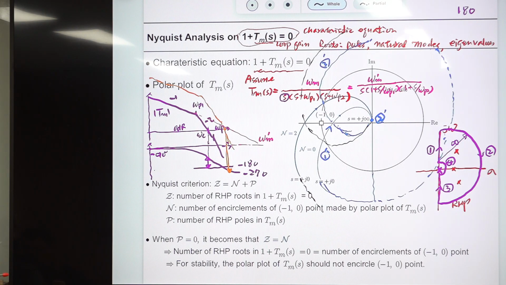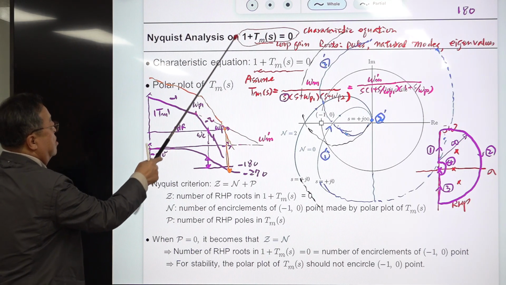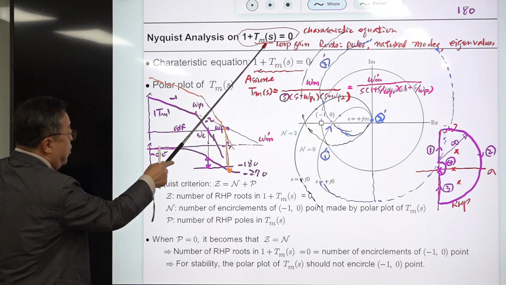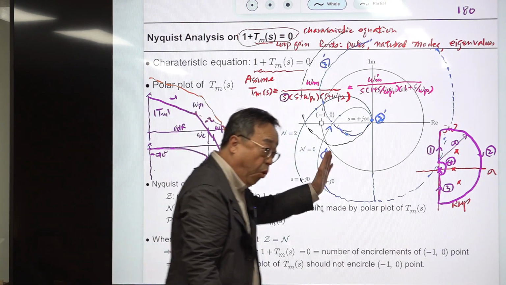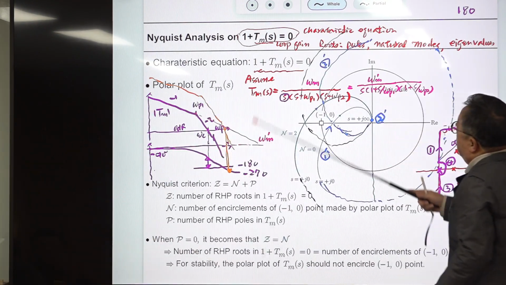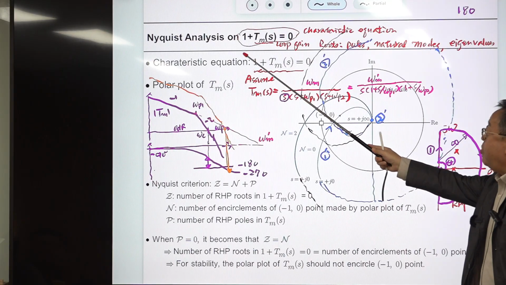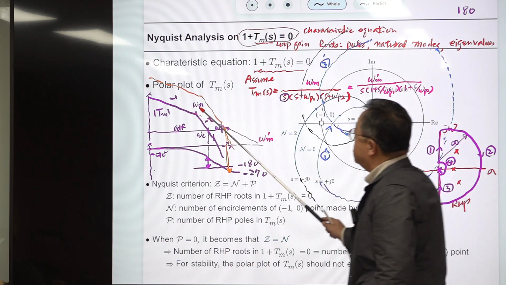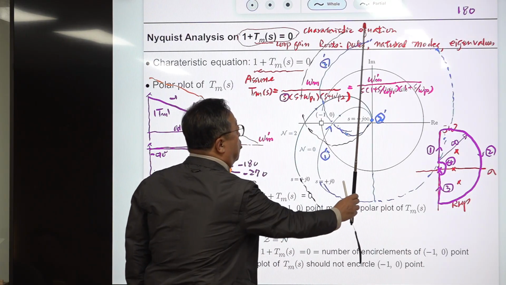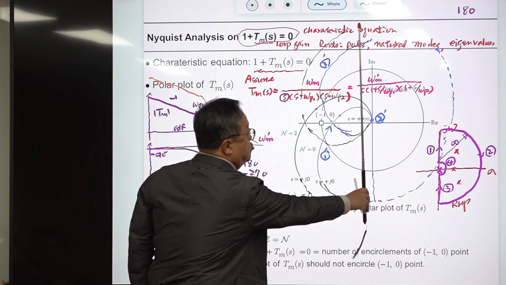Okay, so what I wanted to emphasize is that you are interested in this equation, whether this equation has any RHP poles, but you are using only T(s), not 1 plus T(s). That is one advantage of Nyquist analysis, okay. So T(s) is here, then draw the polar plot here, so we will do that later.